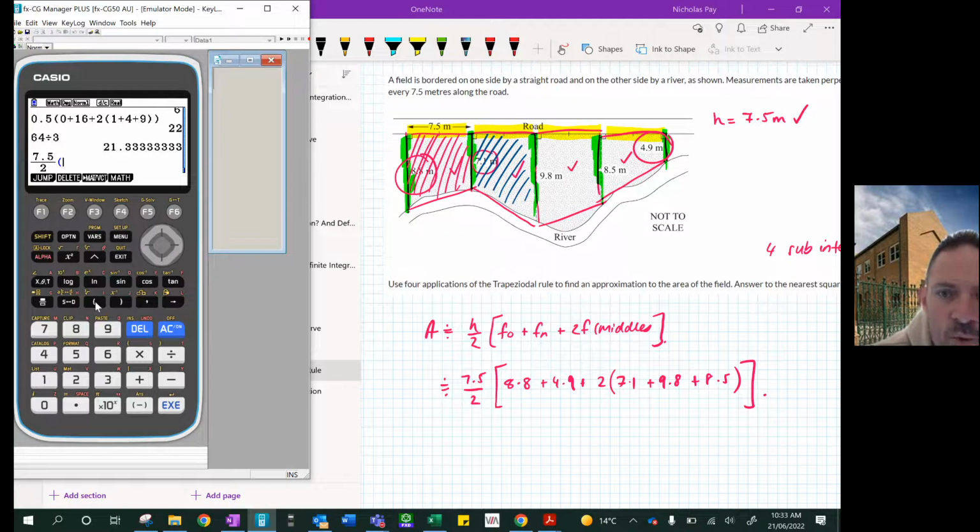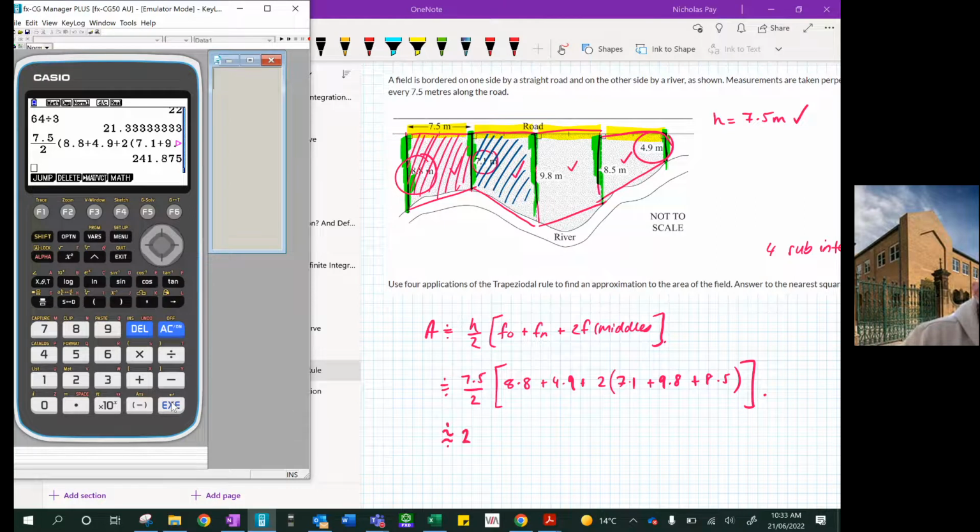Perfect. Open brackets. We're now going to do my first, which is 8.8 meters. I'm going to do my last, which is 4.9 meters. And I'm going to do 2 times all the middle terms because they're all my double ups of my trapeziums. 7.1 plus 9.8 plus 8.5. Hopefully you're kind of getting the gist of this. Now, we get approximately 241.875. And of course, we could say to 3 significant figures, 242. And I'm going to go back to the question. It's meters and it's squared. And that's it. Job done.